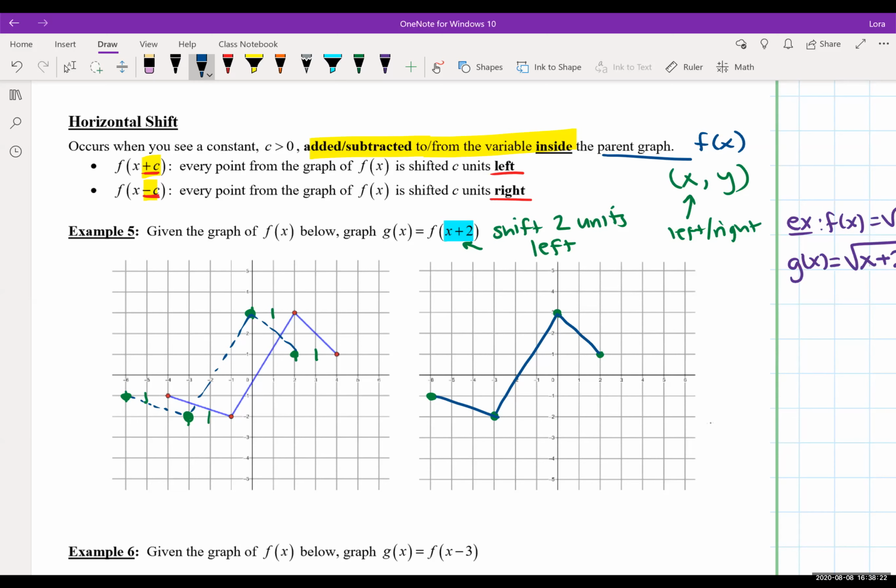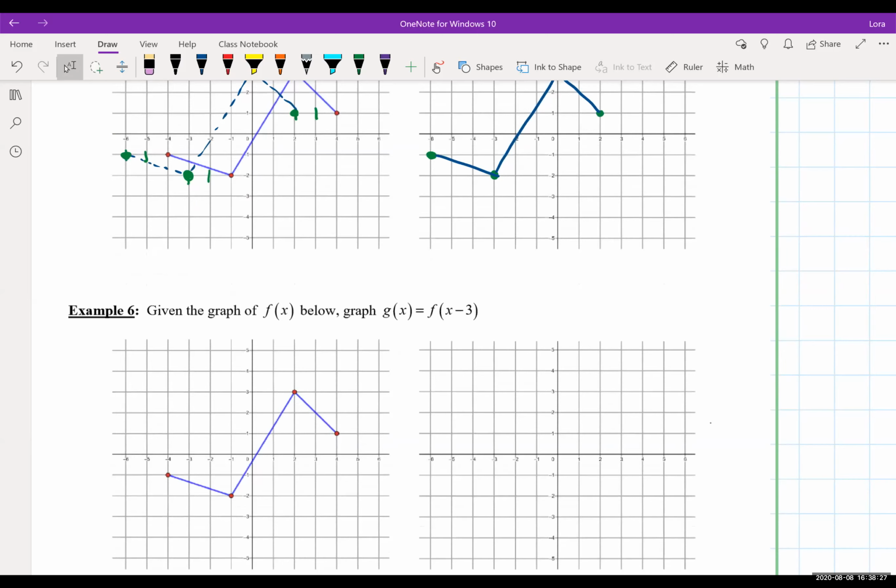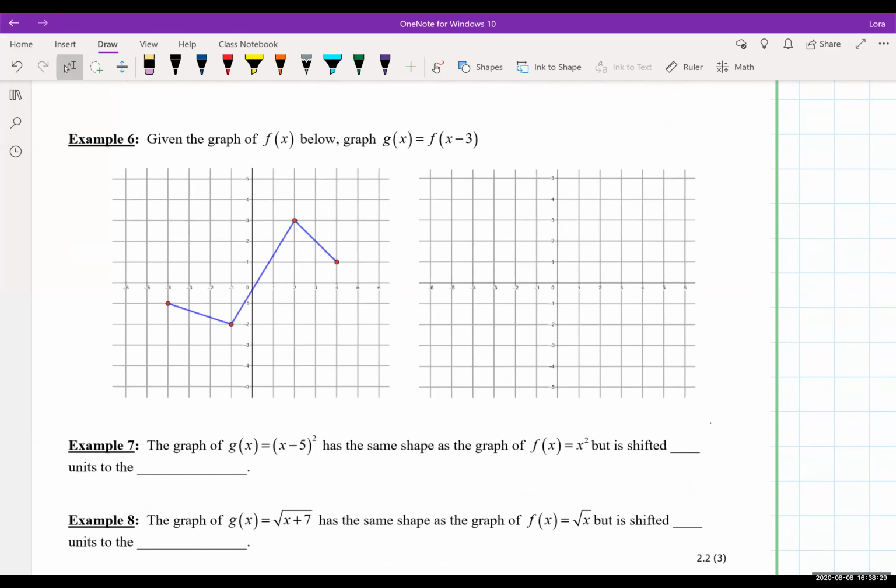One more together, and then you'll be on your own to try some out. Looking at this next one, we have the f of x graph, and we want to graph g of x equals f of x minus 3. And I want you to pay attention to where that -3 is located, right next to the x. So you're saying that the x values are going to be the ones that are changing. And if x values are changing, there's a left and right movement, a horizontal shift. And it is the opposite of what we see.